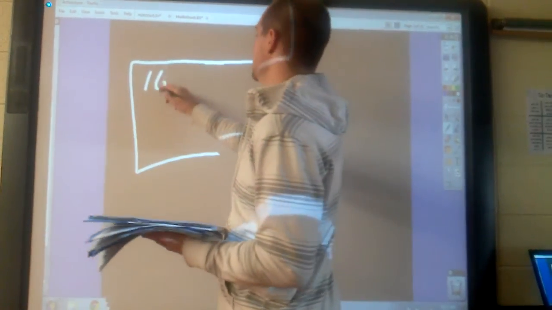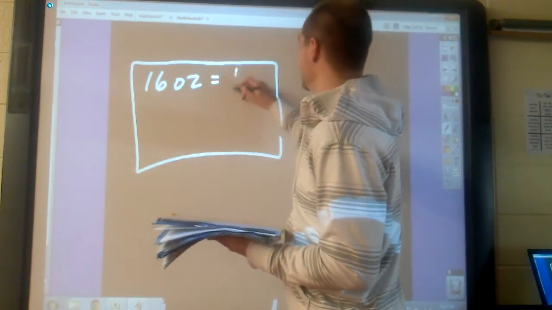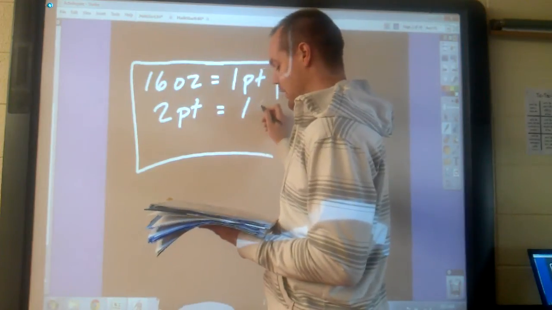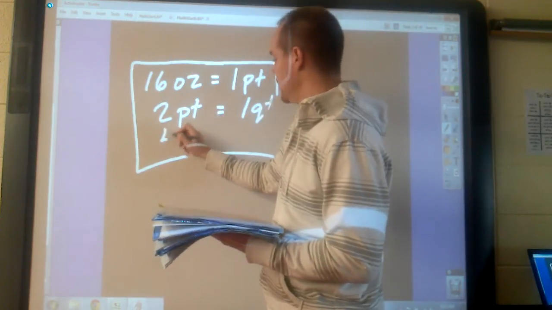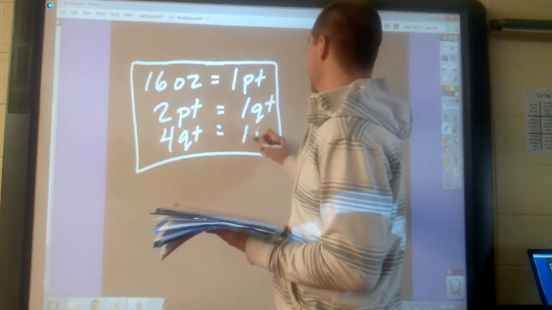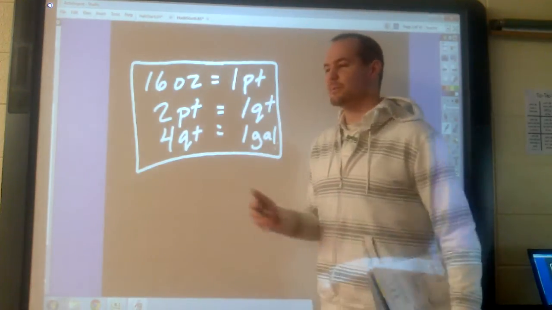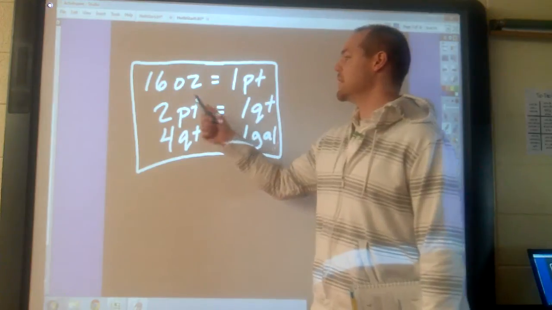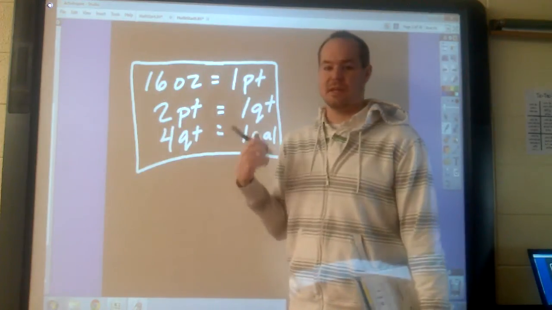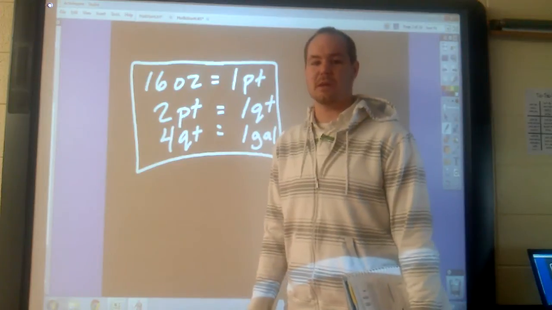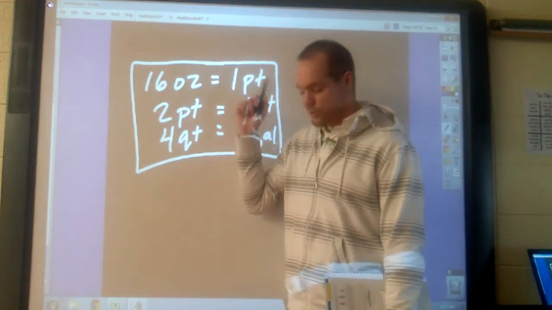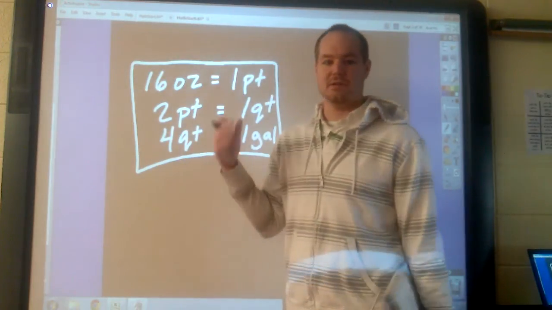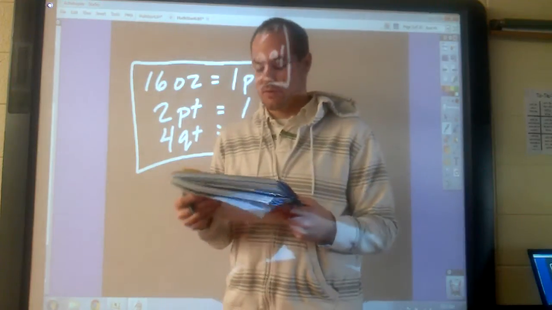We have 16 ounces equals 1 pint. We have 2 pints equals 1 quart. We also have 4 quarts equal 1 gallon. Now, this is very similar to converting units of length, units of distance. You just have to memorize the conversions. And if you can't memorize the conversions, and you're not necessarily expected to, you can always flip back to this table, and you can convert after you look at the table and understand how many pints are in a quart or quarts are in a gallon.